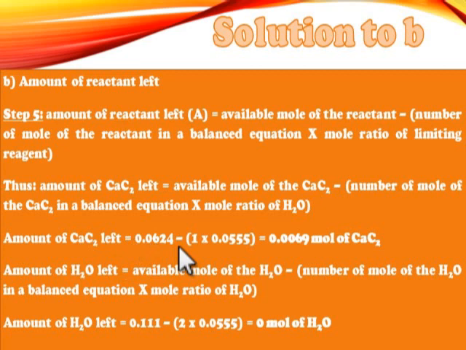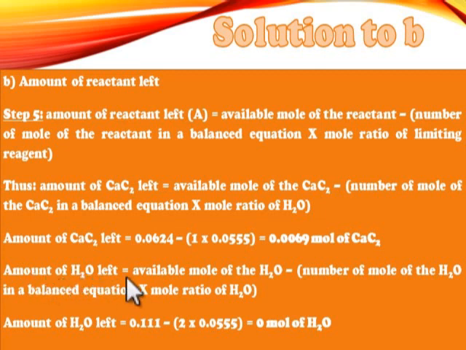Now, we've calculated the available mole of calcium carbide to be 0.0624. Okay, good. Then the mole of calcium carbide in the stoichiometrically balanced equation is 1. And then the mole ratio of limiting reagent being water is 0.0555. So if you evaluate the whole of this, you're going to have 0.0069 mole of calcium carbide. So that is the amount of calcium carbide that is left at the end of the reaction. Good. Now let's look at the amount of water that is left.